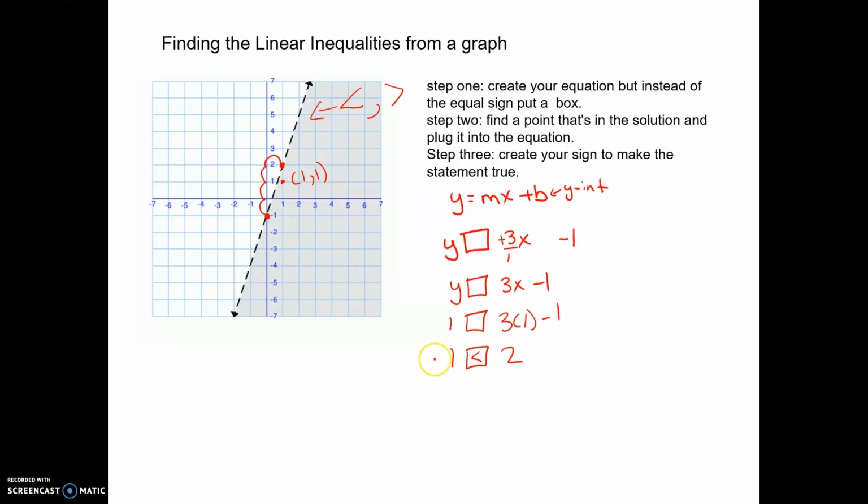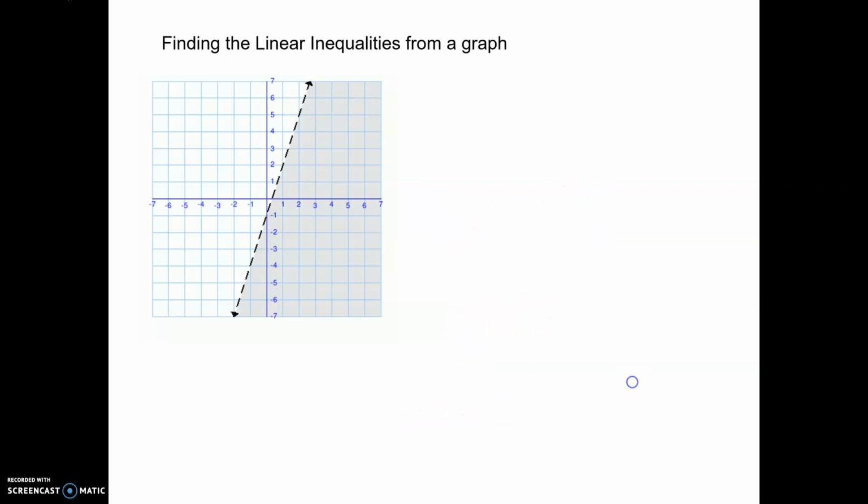So finally, my inequality now, we're going to take this box here and replace it with the following inequality that makes the statement true. So here's my inequality. Let's do that a couple more times. Oh, okay, well that was the exact same graph.